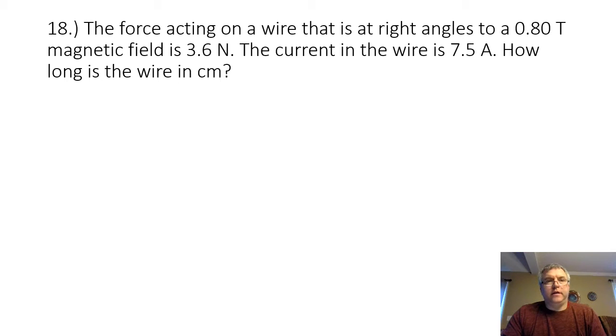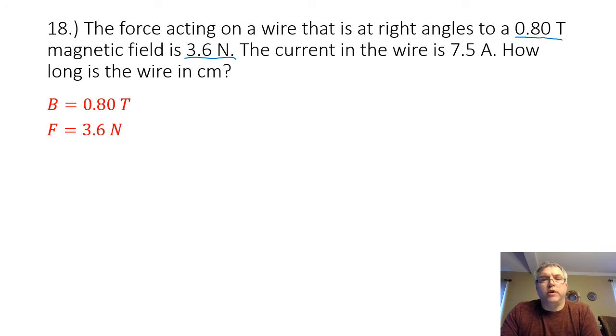Problem 18. The force acting on a wire that is at right angles to a 0.80 Tesla magnetic field is 3.6 newtons. The current in the wire is 7.5 amps. How long is the wire in centimeters? We are given the magnetic field, which is 0.80 Tesla. We are given the force, which is 3.6 newtons, and the current at 7.5 amps.